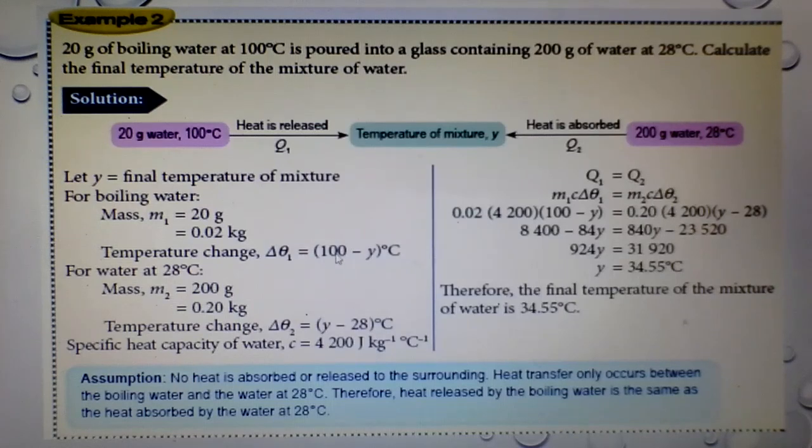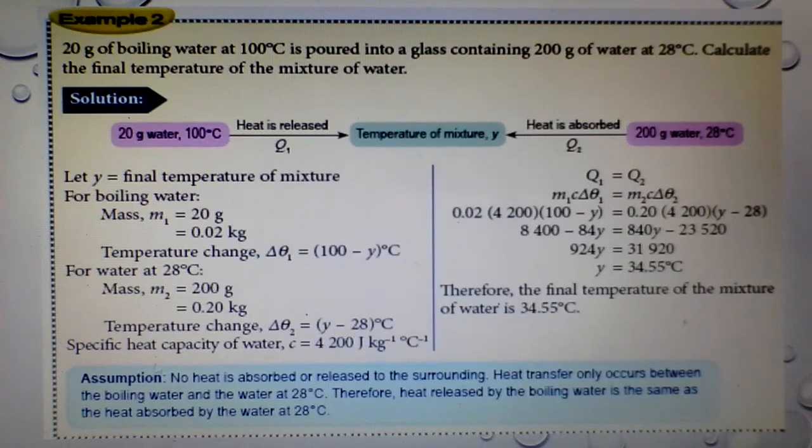Thus, 100 minus y is the change in temperature, delta theta 1. For water at 28 degrees Celsius, this one will absorb heat. When it absorbs heat, its temperature will increase, becoming y. So the change in temperature, delta theta 2, equals y minus 28. You must write correctly. If you write this wrongly, your answer will also be wrong.